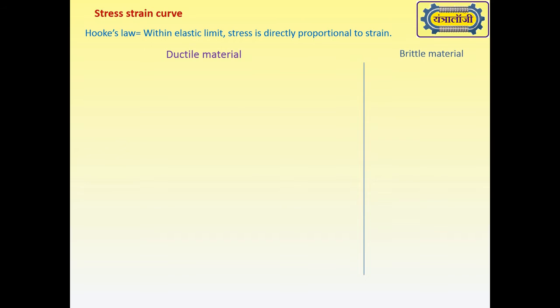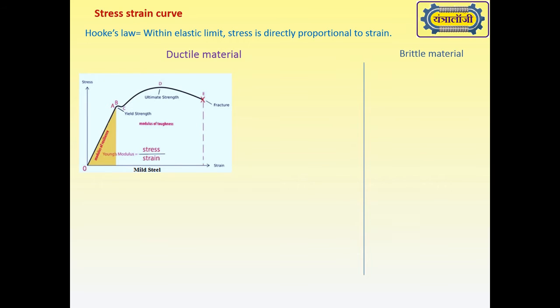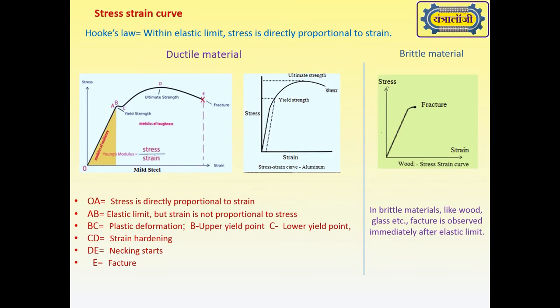Stress strain curve. The graphs plotted using the readings from the tensile testing are generally stress strain curves. We'll see the stress strain curves for ductile materials as well as brittle materials. Stress is on the y-axis and strain is on the x-axis here. First we'll see mild steel. Mild steel shows a different behavior as it shows a distinct yield point.